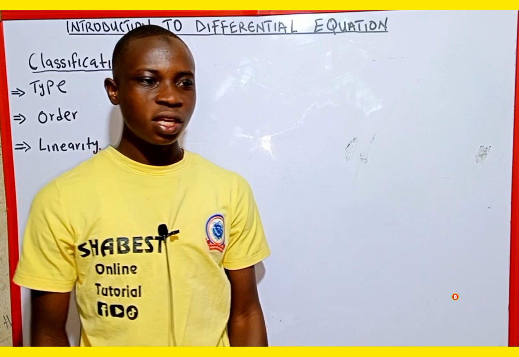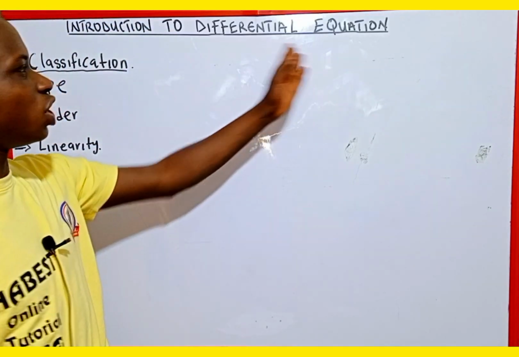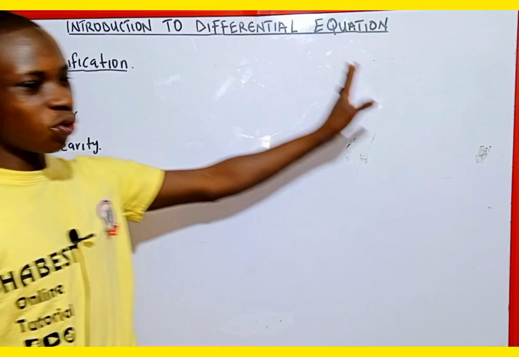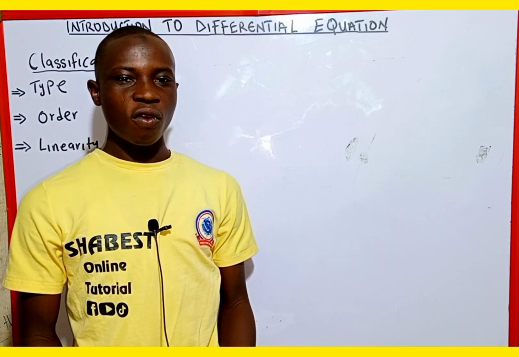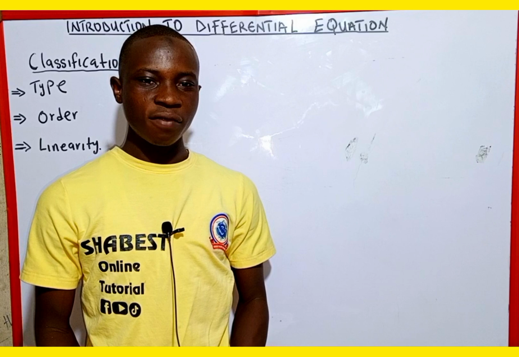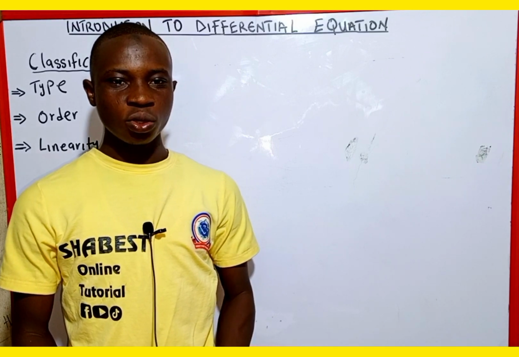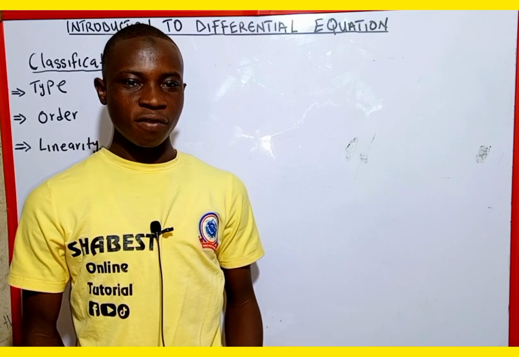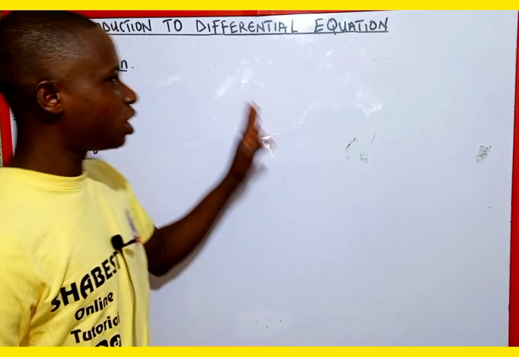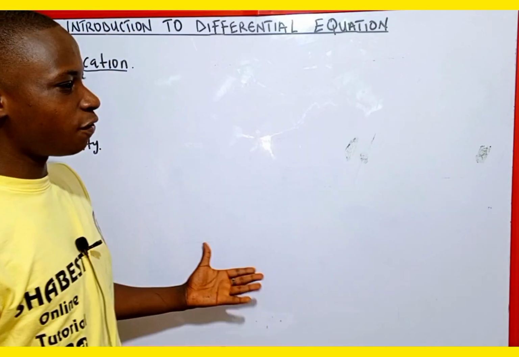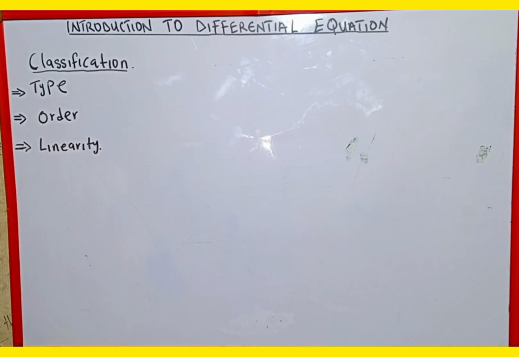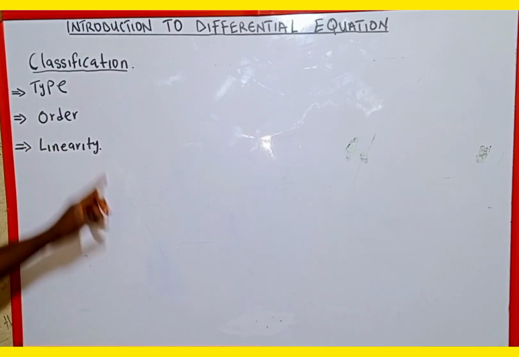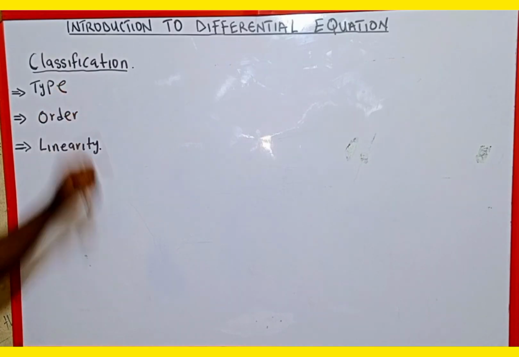So what is a differential equation? A differential equation is an equation containing the derivative of one or more dependent variables with respect to one or more independent variables. Differential equations are classified by type, order, and linearity. So we are going to start with classification by type.